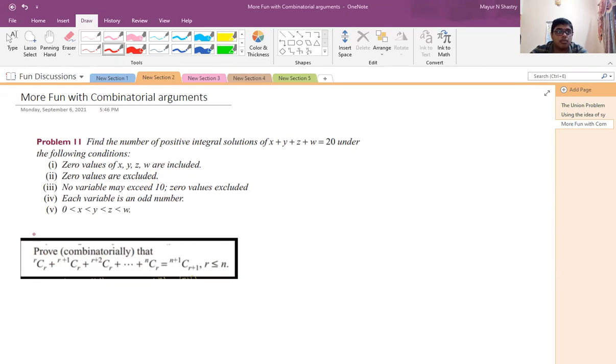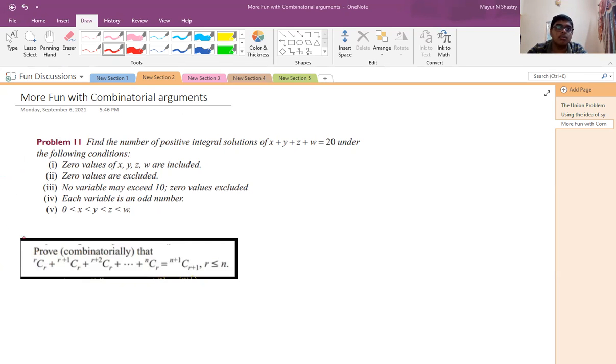And here is another problem. Prove combinatorially. That is what a combinatorial argument is: giving an argument as to why it's true using combinatorics, that means by counting techniques. So at first sight, of course, these two problems would seem unrelated, but in fact, they are related.